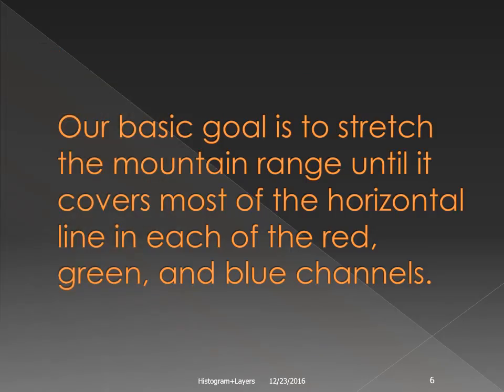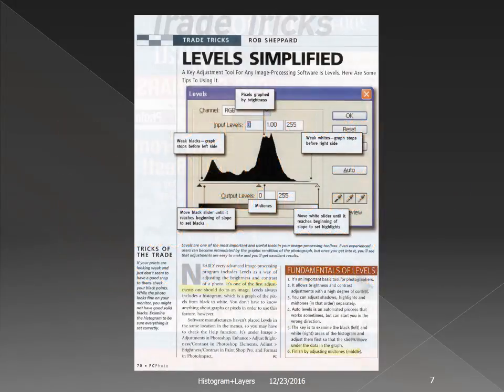Our basic goal with the levels command is to stretch the mountain range until it covers most of the horizontal line in each of the red, green, and blue channels. And we will be doing that by adjusting those outer triangles that you saw in the histogram in the earlier slides. The next slide is basically saying, in a better and probably more detailed way, what I've just been describing in the previous slides. You may want to pause the video at this point so that you can study it a bit more.